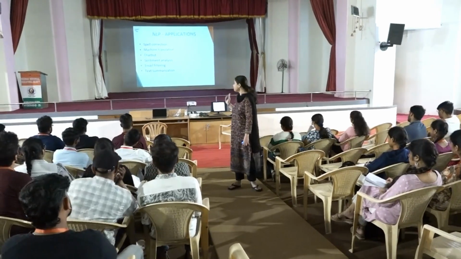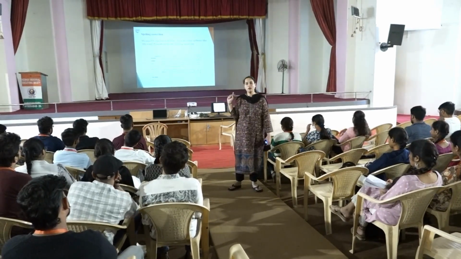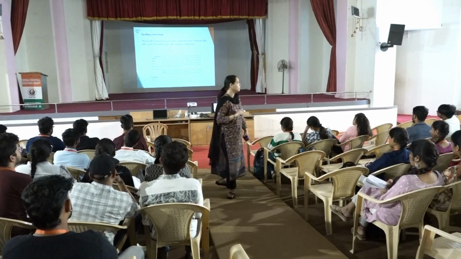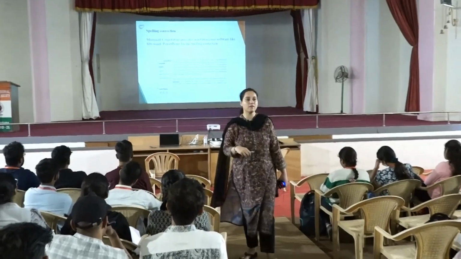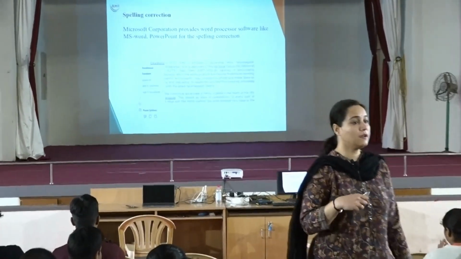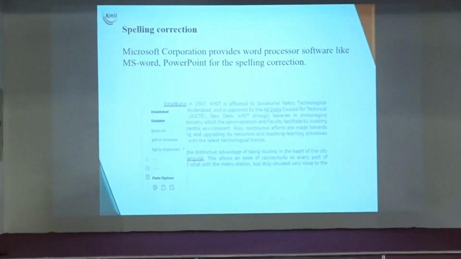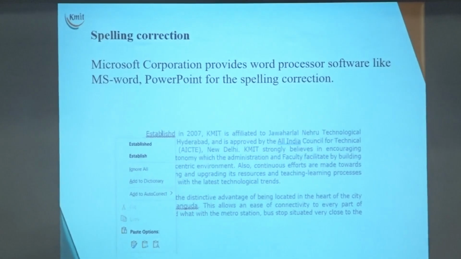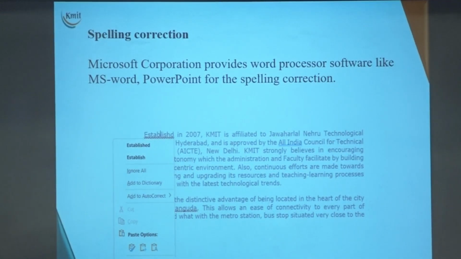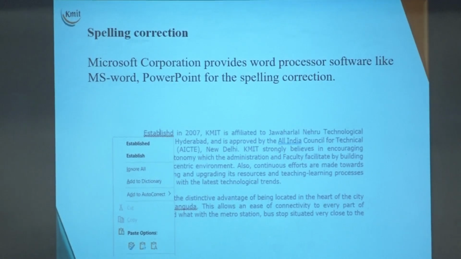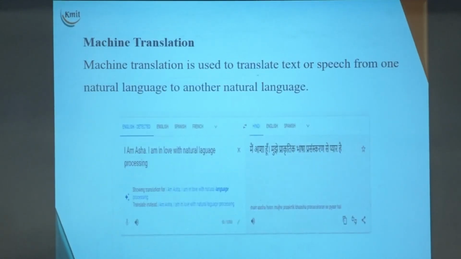Let's see. The first one is spell correction. We all use this? Yes or no? MS Word, MS PowerPoint, everywhere we are using spell correction. So, as per its NLP model, it predicts what exactly should be the word you are writing. If it is mismatched, then you will get an underline there. Yes or no? That is one thing.